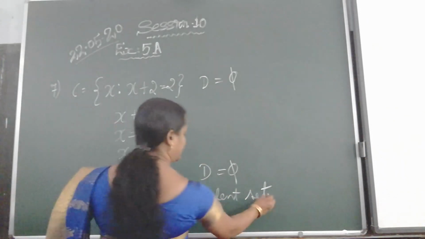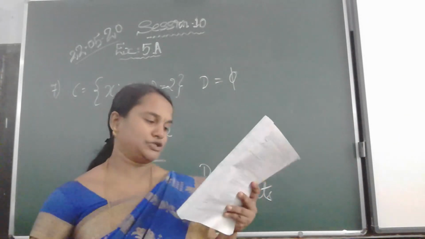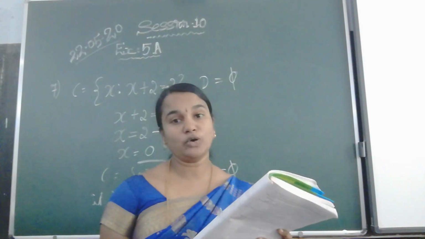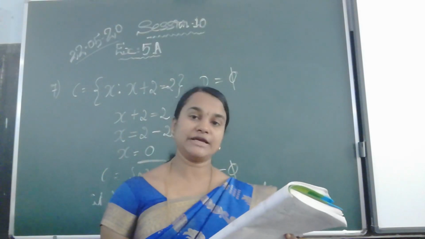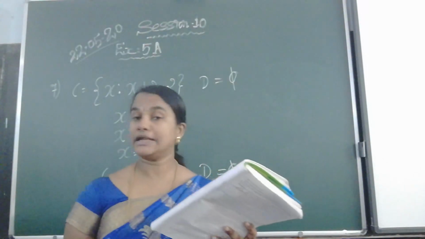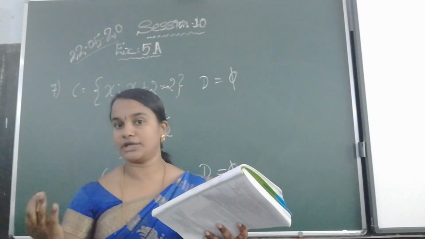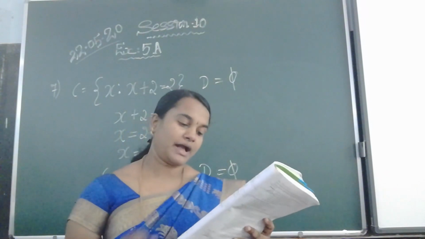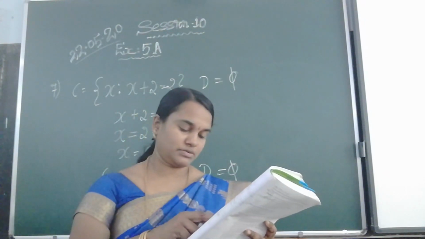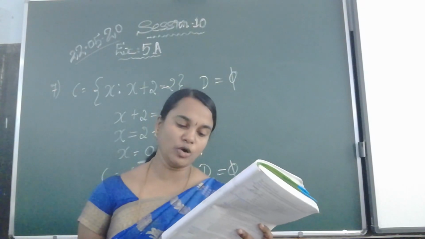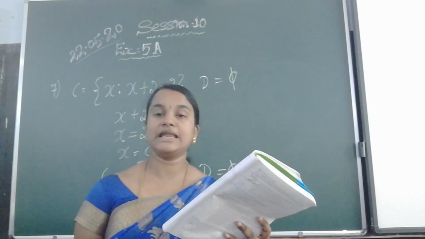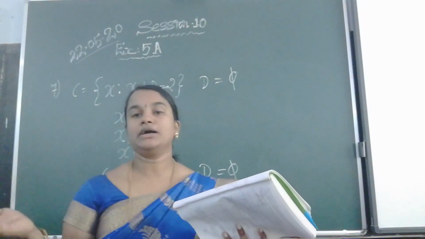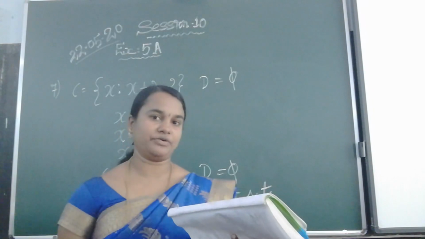Now, next question. x such that x is a natural number and x is less than 4. Natural number less than 4 means 1, 2, 3. Equal sign is not given, only less than. And x such that x is a whole number and x is less than 3. Here less than 4 means up to 3 we have to write. Here less than 3 means up to 2 we have to write.